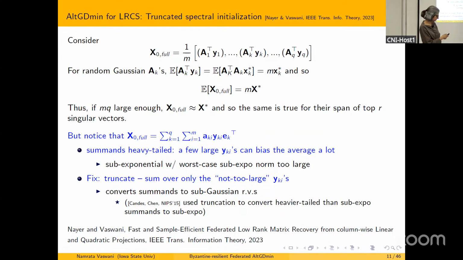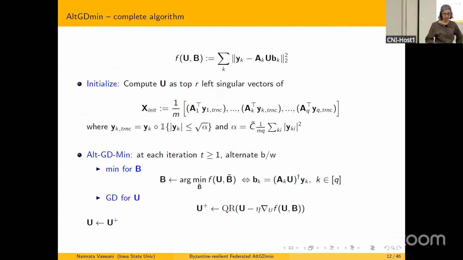Again, a very simple idea. The word truncation is what the Candes-Chen paper called it. So here is the math of what you're doing. Remember, in the previous slide I had AK transpose YK. Now I have a new vector which I call YK trunk, because they call it truncation.